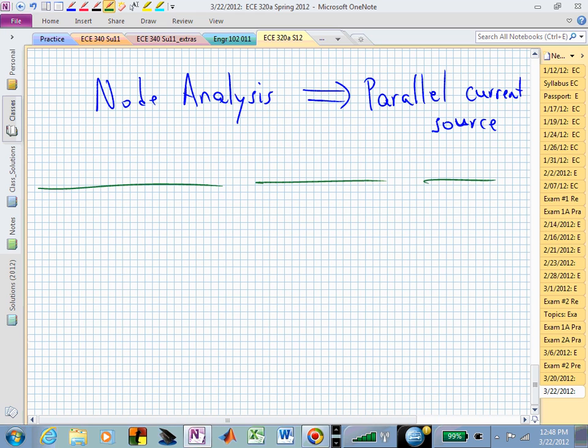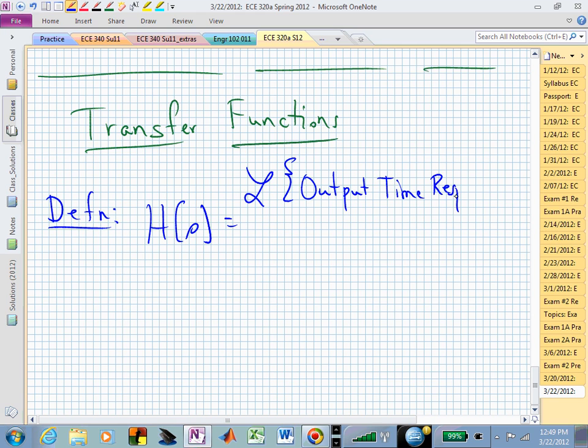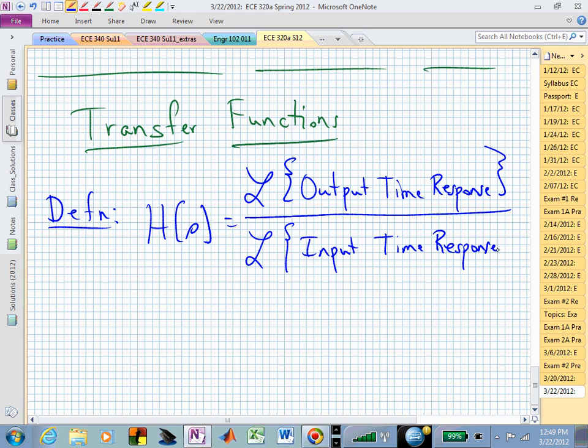Let's then move in to transfer functions. Here's the definition. The definition of, let's say, a generic transfer function, capital H of s, is going to be a ratio. It's going to be a ratio of the Laplace transform of the output time response over the Laplace transform of the input waveform or signal's time response.